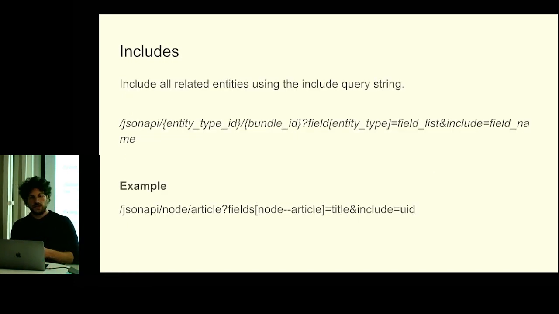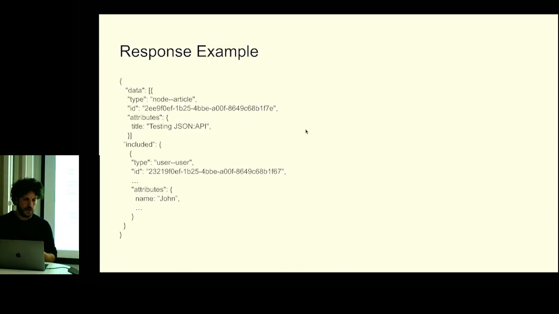Include brings all the related entities into the payload, into the response. So as we saw at the beginning, we just got the relationship. The relationship contains the type and the UID. If you add the include query string, you will get, again, the full entity of the related entity. So in this case, I call the articles, I get just a title, and I want to include the user. And the response will be this.